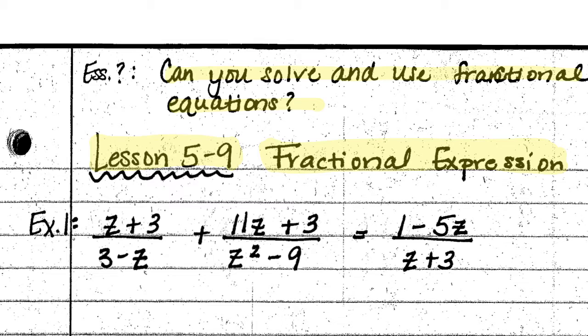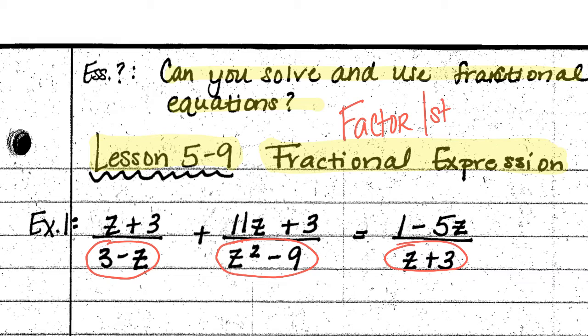So hopefully you can see here that we have a 3 minus z, a z squared minus 9, and a z plus 3. And you know what I'm going to tell you? What we've been saying all along, factor first. Factor first, because we want to make sure that we can go ahead and eliminate some of these and find a common denominator the easiest way possible. So I know that this is z plus 3, z minus 3.